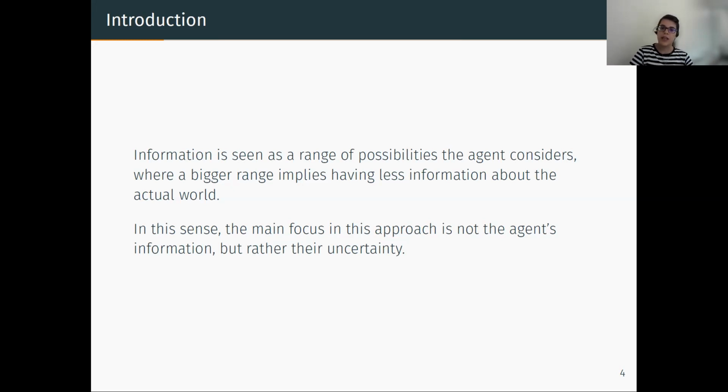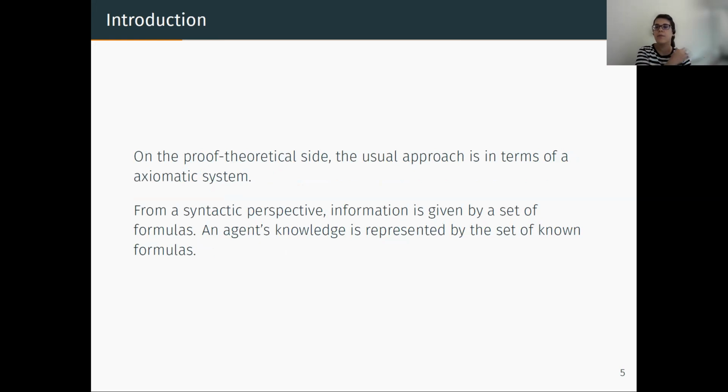When we're dealing with the proof theoretical side, the usual approach to present epistemic modal logic is in terms of an axiomatic system. If we think from the information perspective, the information is given by a set of formulas, and agent knowledge is represented by the set of known formulas. This can be argued to be more natural to the way we actually see information outside a specific formal system.